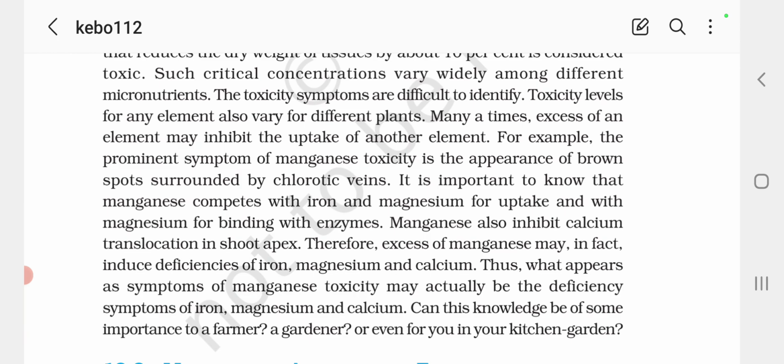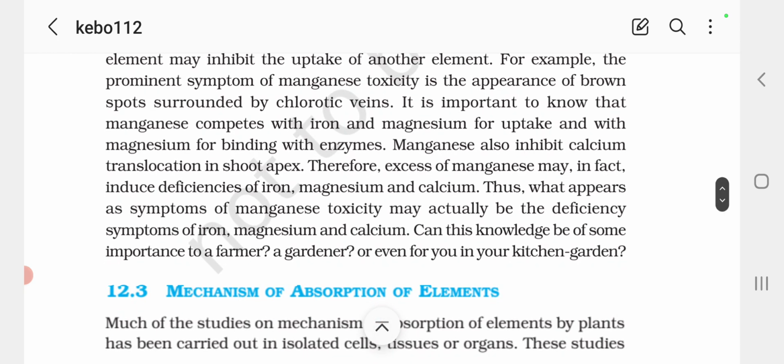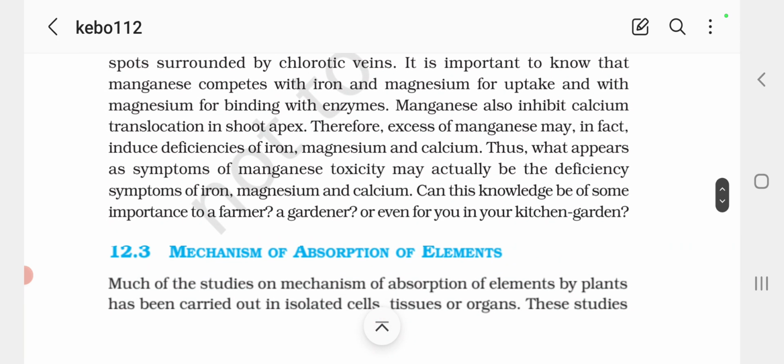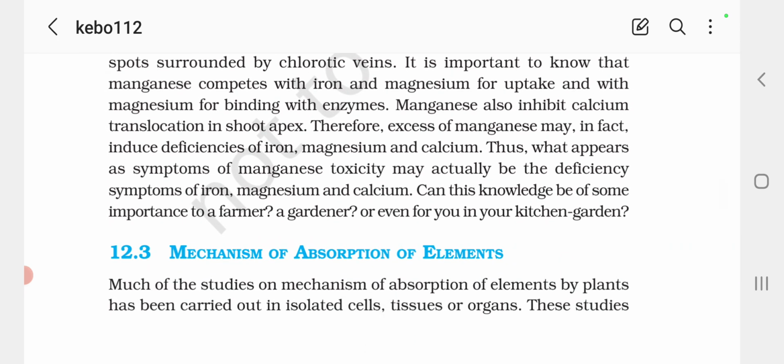Many times excess of an element may inhibit the uptake of another element. For example, the prominent symptom of manganese toxicity is the appearance of brown spots surrounded by chlorotic veins. It is important to know that manganese competes with iron and magnesium for uptake and with magnesium for binding with enzymes. Manganese also inhibits calcium translocation in the shoot apex. Therefore, excess of manganese may in fact induce deficiency of iron, magnesium, and calcium.